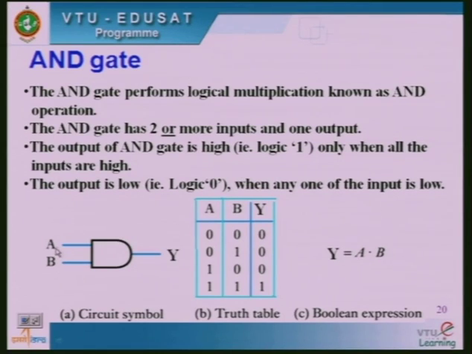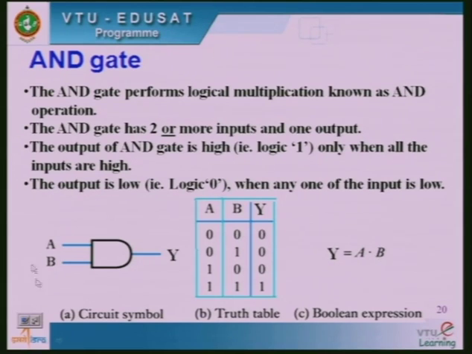Next, the 2 variables A and B are given here in the truth table, and y is also given. In case A and B both are equal to 0, if you put the values in this expression, 0 into 0 becomes 0. Similarly, if A and B are 0 and 1, then 0 into 1 becomes 0. If A is equal to 1 and B is 0, then 1 into 0 gives an outcome of 0. And only when A is equal to 1 and B is equal to 1, that is 1 into 1, both high, the output remains high.